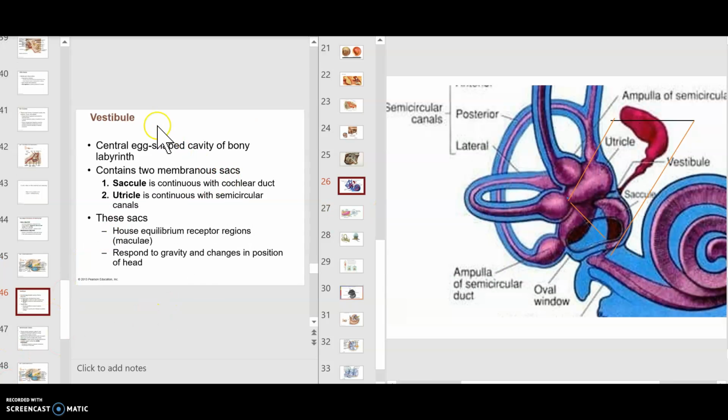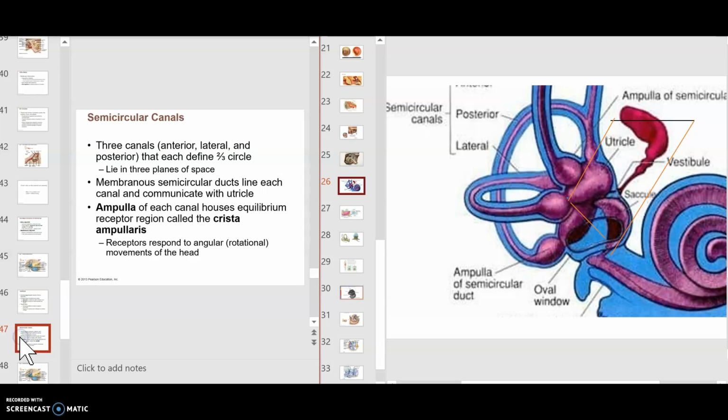So again, as we were saying, the vestibule is an egg-shaped cavity in the bony labyrinth. It contains two membranous sacs. The saccule continues with the cochlear duct. The utricle continues with the semicircular canals. And these sacs house equilibrium receptors known as the macula, and they respond to changes in position of the head. Okay, we go next to the semicircular canals.